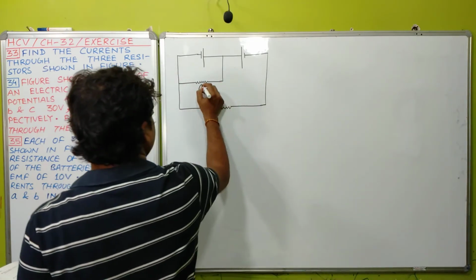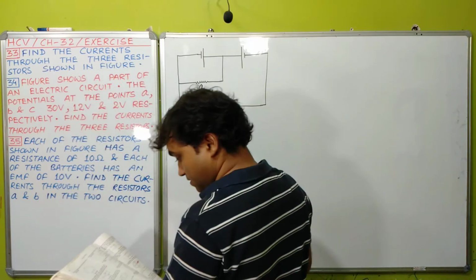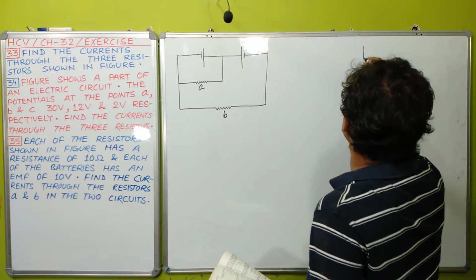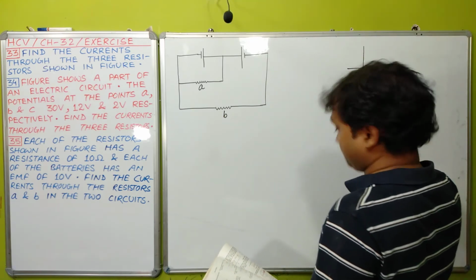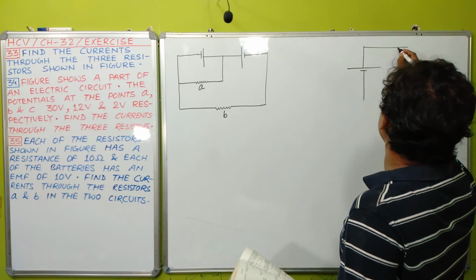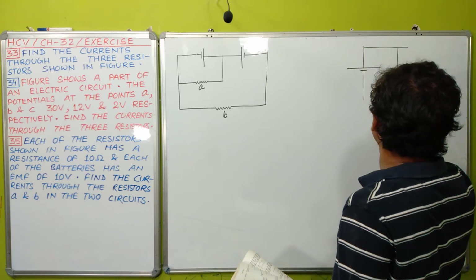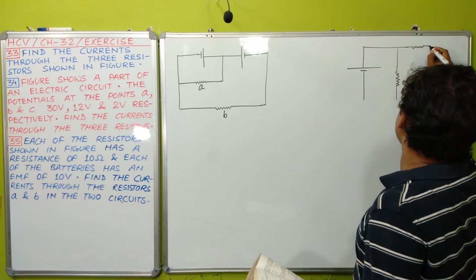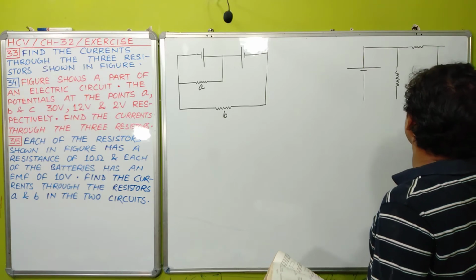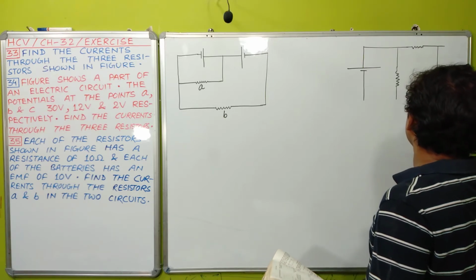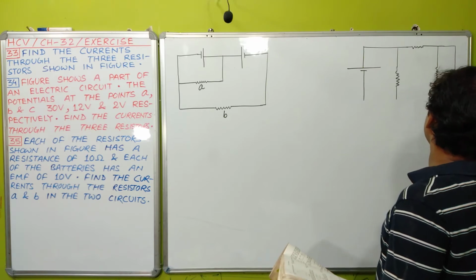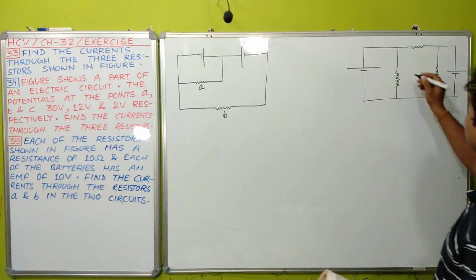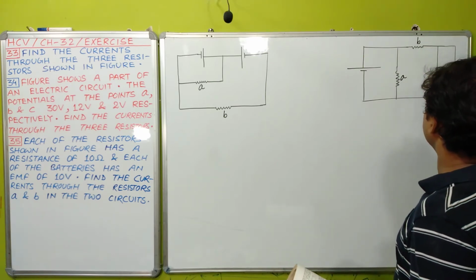Let this be resistance A, this is B. Now the second circuit for the same is this, and this is your resistor A, this is B, this is C.